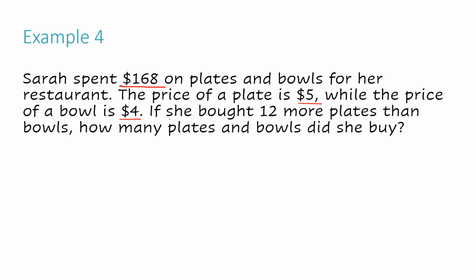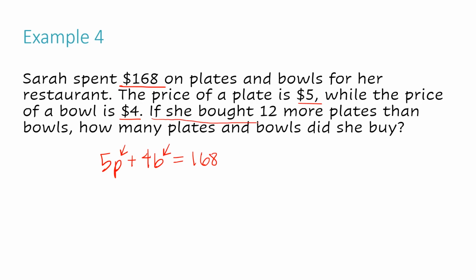So let's look at it right here. The price of a plate is $5, while the price of a bowl is $4. So I'm gonna say 5p, because for every plate that you buy, you have to spend $5, okay? Plus 4b, because for every bowl that you buy, you have to pay $4, okay? Well, that equals $168, okay? So this is my money equation, okay? Now my other equation talks about the ratio of plates to bowls.